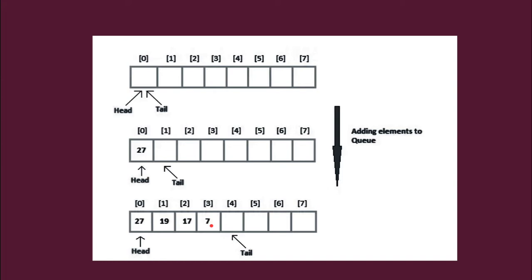Suppose we want to add more elements, that has to be done at the rear, which is the tail position. Now the tail points to the empty position, which is 4. So insertion can take place from the 4th position onwards. So this is the operation of adding an element into the queue.